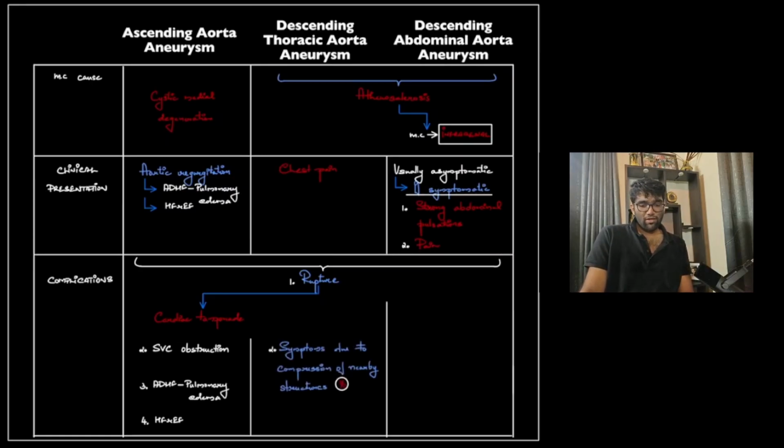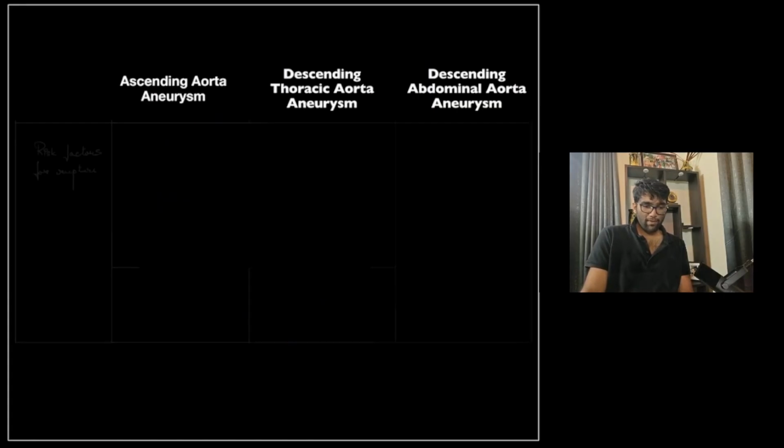The descending thoracic aorta, the symptoms are due to compression of nearby structures. So I'll come to that subsequently. And in case of the descending abdominal aorta, the complications are usually due to embolization to distal vessels, particularly the renal and the mesenteric arteries.